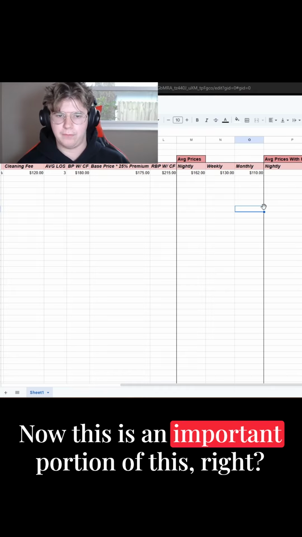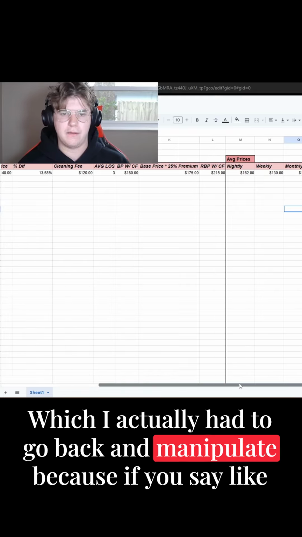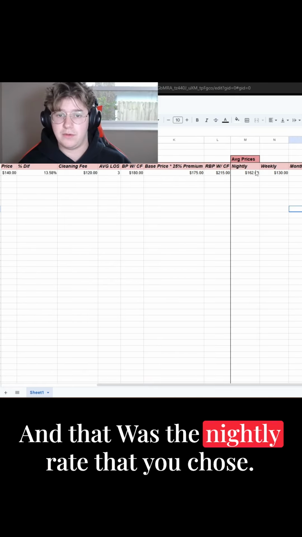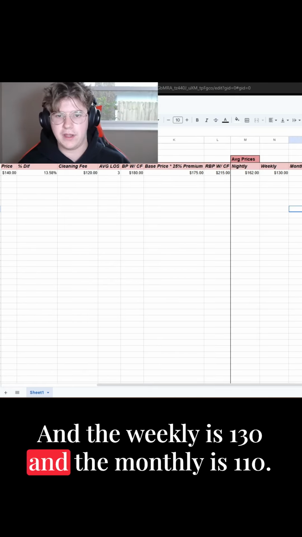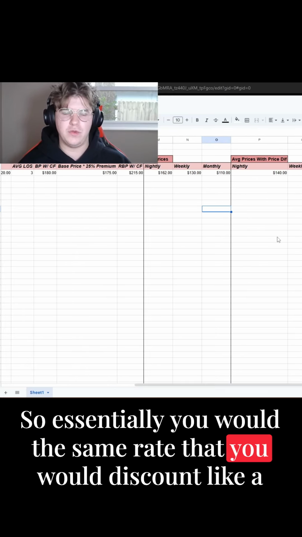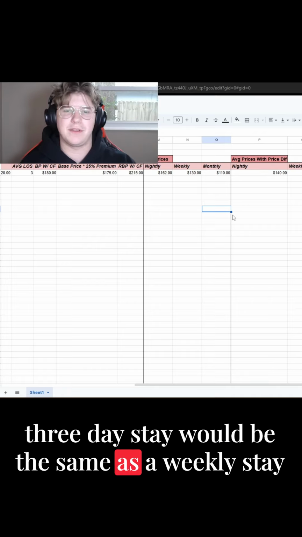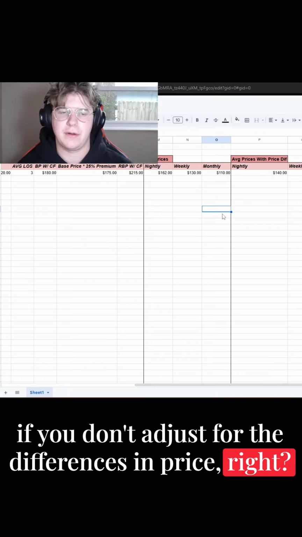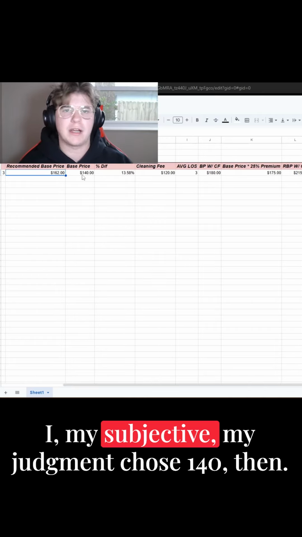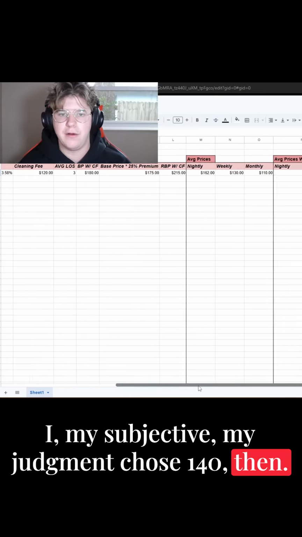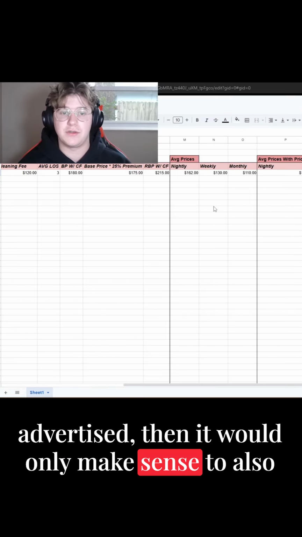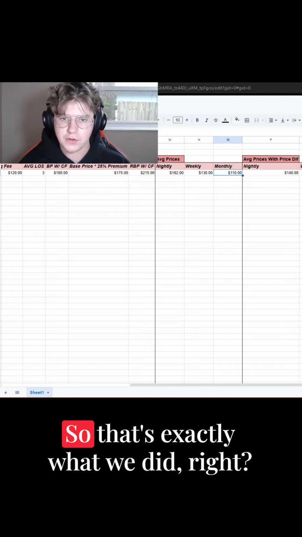Now, this is an important portion of this, which I actually had to go back and manipulate. If you chose 140 as the nightly rate, and the weekly is 130 and the monthly is 110, the math ends up being really weird. Essentially the same rate that you would discount a 3-day stay would be the same as a weekly stay if you don't adjust for the differences in price. More simply, if the recommended price as we see is 162 and my judgment chose 140, then because it won't be on par with the nightly rate that's advertised, it would only make sense to also decrease this number by the same margin. So that's exactly what we did.